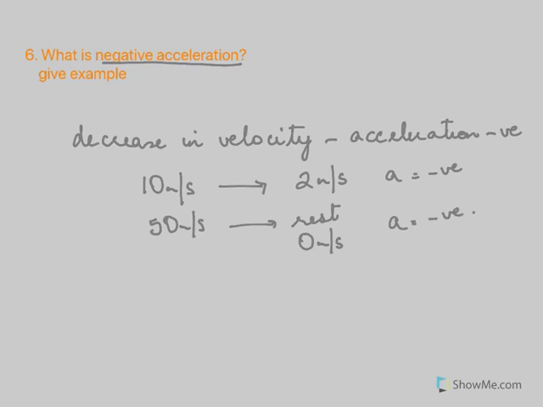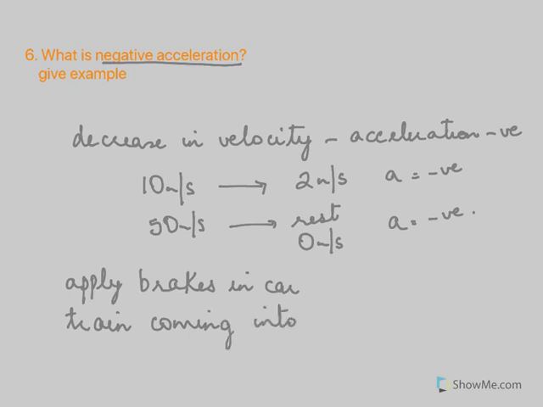Give examples. When you apply brakes in a car, it is negative acceleration, it slows down. When a train is coming into a station, it slows down. Also, a stone thrown up: when you throw a stone upwards, the speed slows down, then it comes to rest, and then it comes down again.